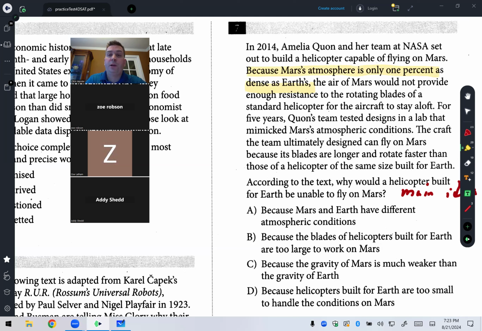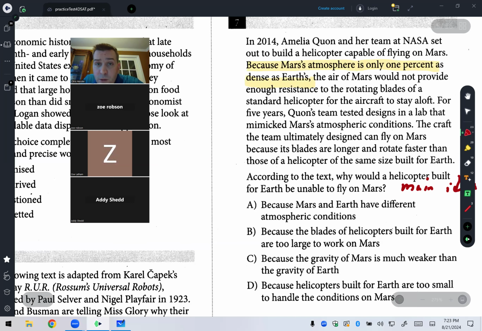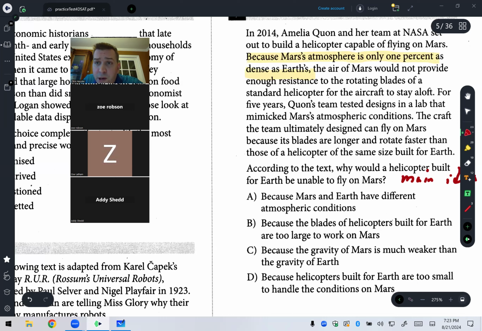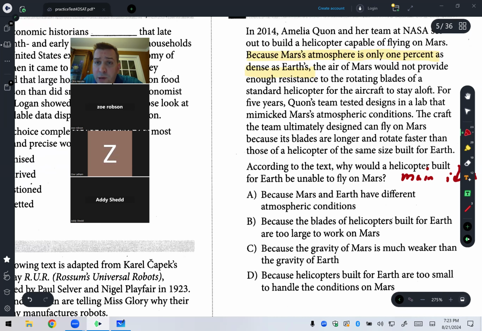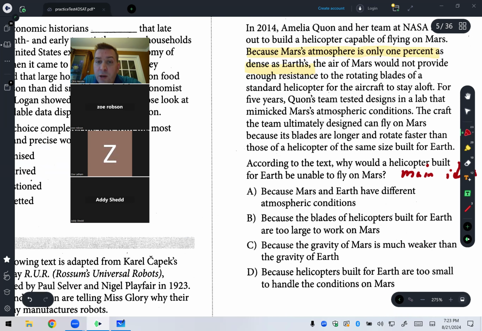All right, I'd probably underline or highlight that little part. For 5 years, Kwan's team tested designs in a lab that mimicked Mars's atmospheric conditions. The craft the team ultimately designed can fly on Mars because its blades are longer and rotate faster than those of a helicopter of the same size built for Earth. According to the text, why would a helicopter built for Earth be unable to fly on Mars?